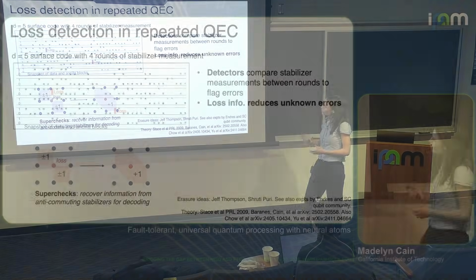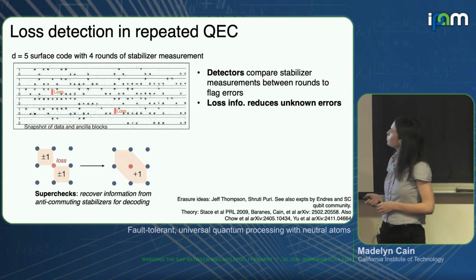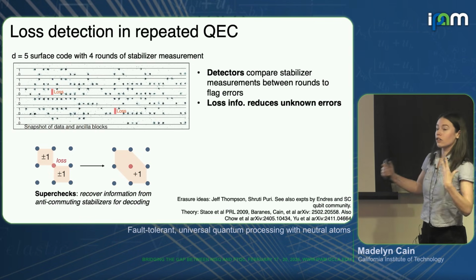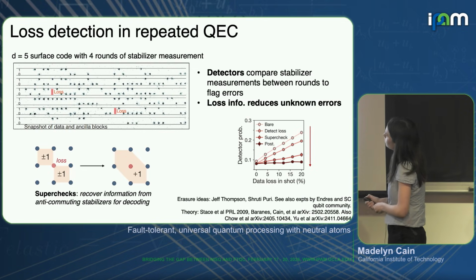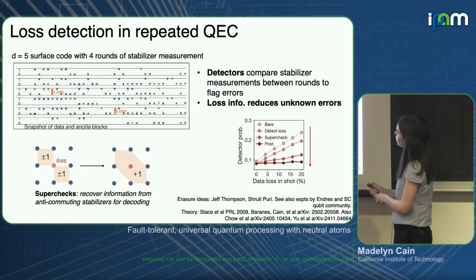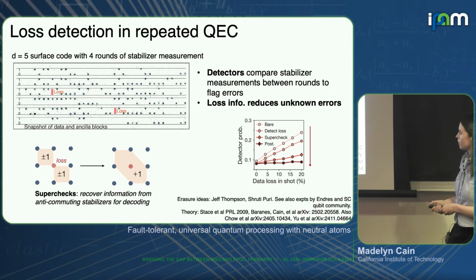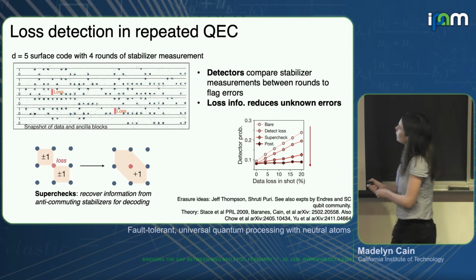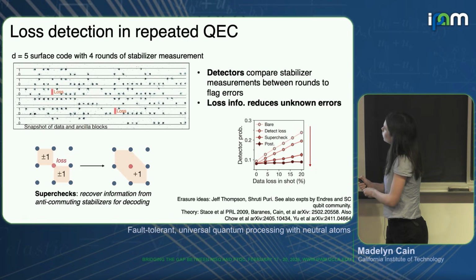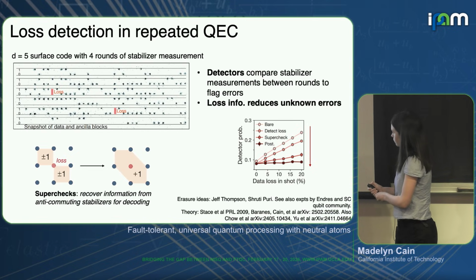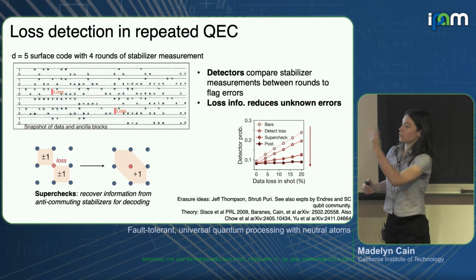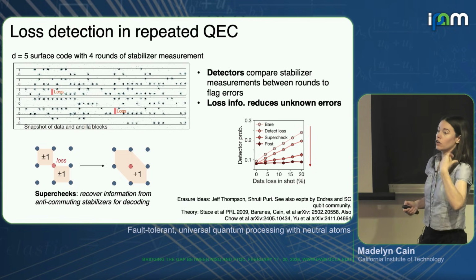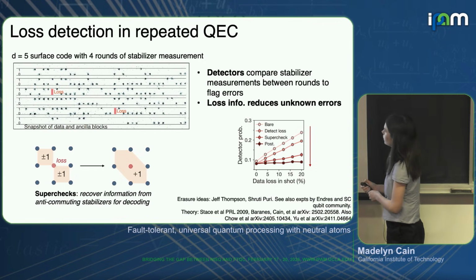Okay, so if we use this loss information, we actually reduce the amount of errors that we're uncertain about. You can see this here. If we look at the probability that a detector, or comparison between stabilizer measurements, is flipped, then if we use super check information, we actually reduce the likelihood that we see detectors flipped, because we're accounting for that when we use information about loss.